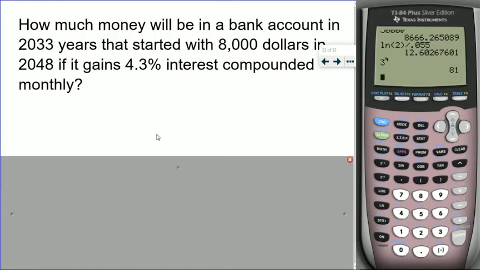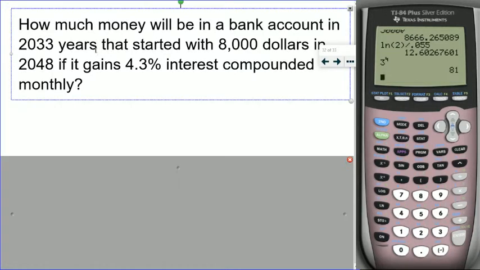So, last but certainly not least, none of the problems on your review had another word that wasn't continuously. So I wanted to give you a problem that had that. So, if you have a bank account, in 2033, we started in 2033.